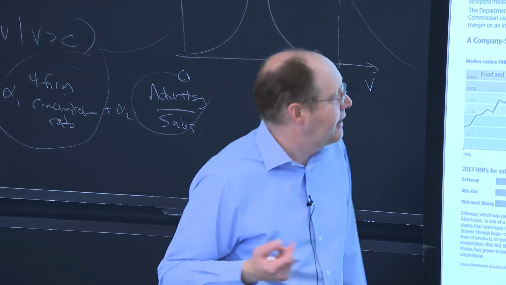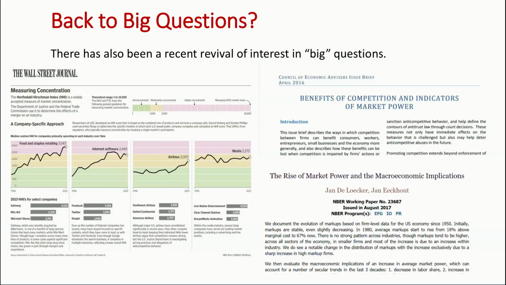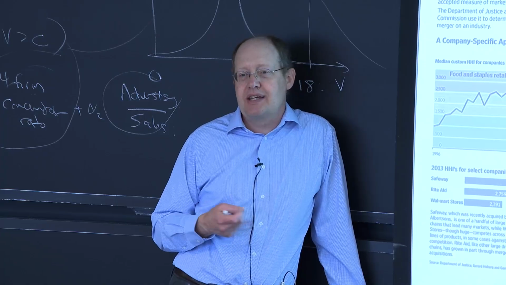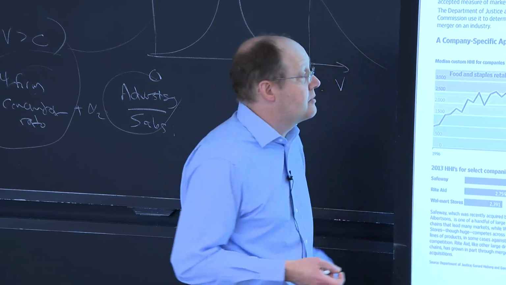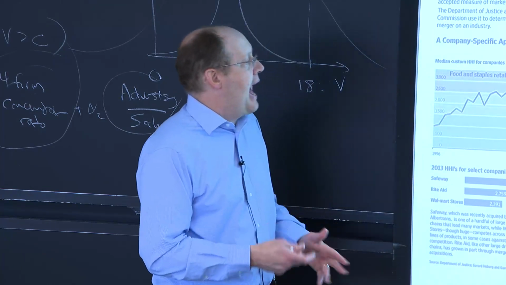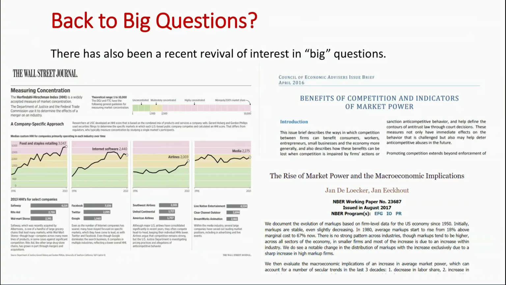Okay, so I would say that, somehow back to the 1970s, there has also been a recent revival of interest in I/O in big questions, in part driven by macroeconomists asking big I/O questions because the I/O people haven't been doing it. And so there has been a big question in these discussions like, has competition declined in the US economy as a whole? And do we believe that there's been an increase in markups or a drop in concentration over the last decades?